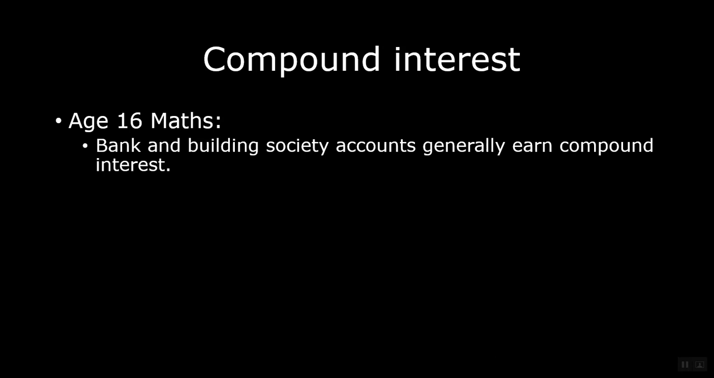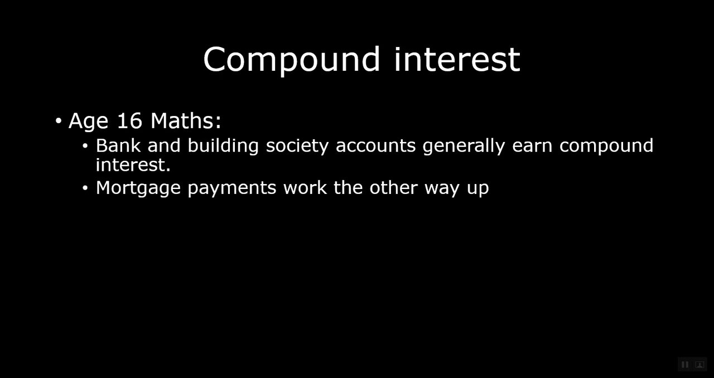Banks and building societies generally earn compound interest on investments. And mortgage payments work the other way up. Basically, you start out paying a lot more interest, and by the end of your mortgage, you're paying mostly off the money that you borrowed.